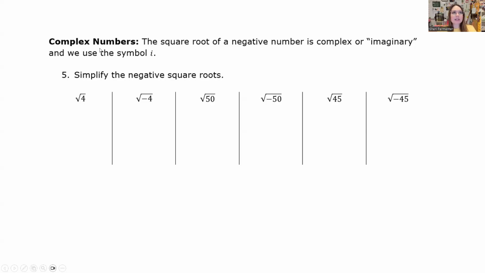So it says right at the top, complex numbers. The square root of a negative number is a complex or imaginary number, and we use the symbol i. So i stands for imaginary. This is written up at the top. That's why we use the imaginary symbol i. But other square roots just reduce the way that you think they do.